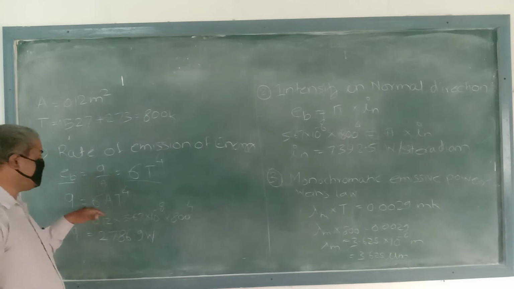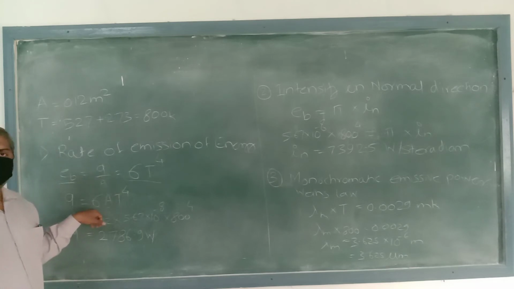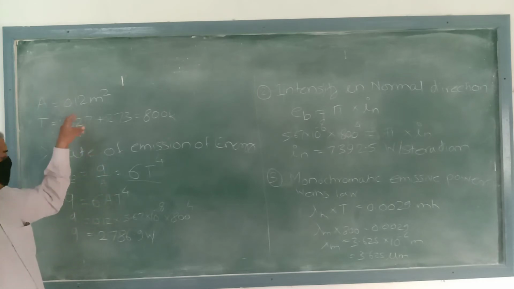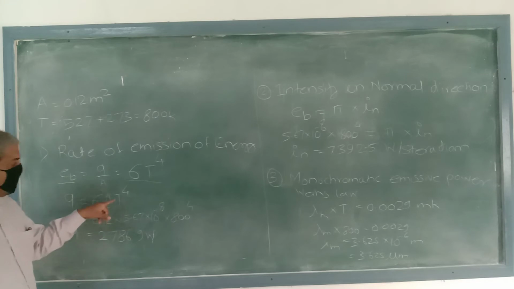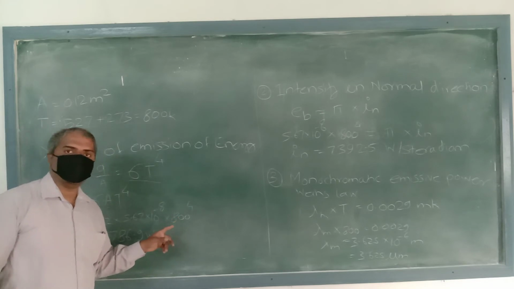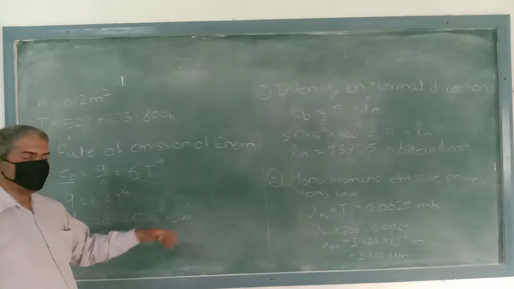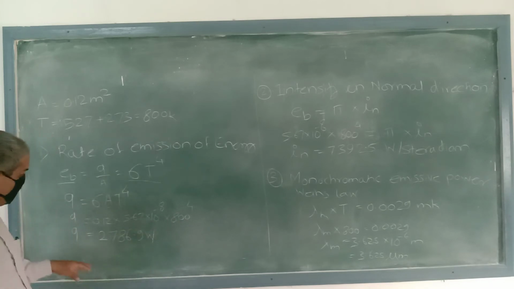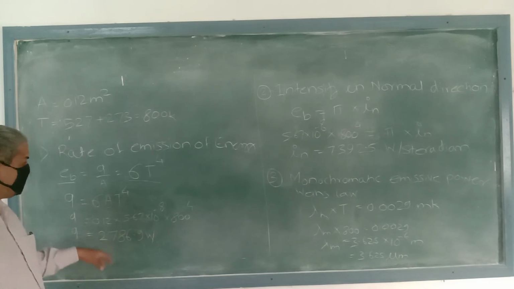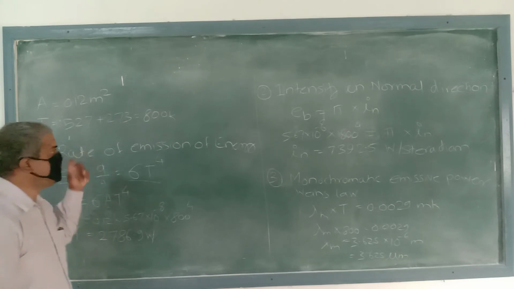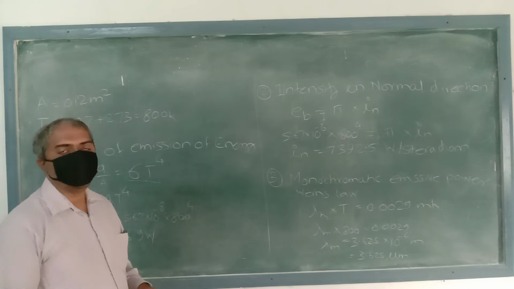So in this equation, the sigma value we know, that is 5.67 into 10 raised to minus 8. The area they have given, which is 0.12, and the temperature they have given, which we have converted into Kelvin, which is 800 raised to 4. So we are getting Q is equal to 2786.9 watt, and this is the rate of emission of energy.